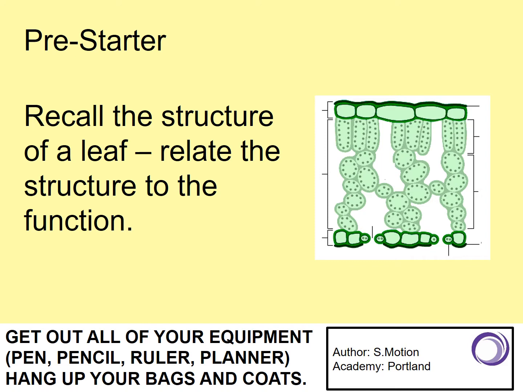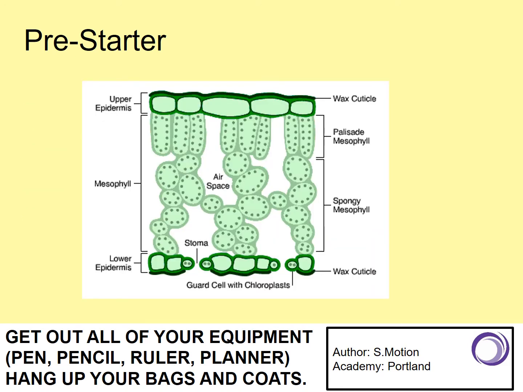Let's go through some answers. So the top part of that leaf is called the waxy cuticle, and it's waxy so that it's waterproof and it stops water coming out of the leaf. The next part is called the upper epidermis, and that is translucent, so it lets light through into this very important layer called the palisade layer.